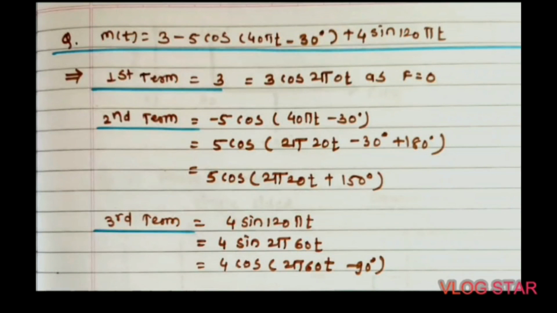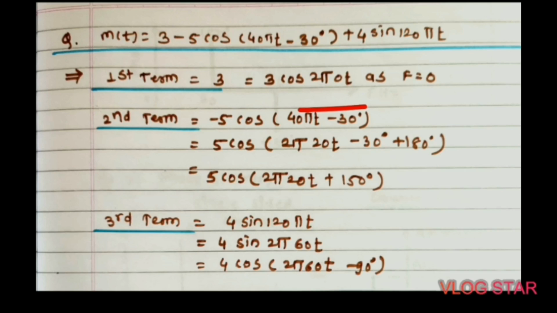For more understanding, we are going to solve one example. This question is, sketch the line spectrum of the following signal. M of t is equal to 3 minus 5 cos of 40 pi t minus 30 degrees plus 4 sine of 120 pi t. This is the given signal and we have to sketch the line spectrum of this given signal. So in the given signal, the first term represents a DC term which has zero frequency, and the other two terms can be written as follows.